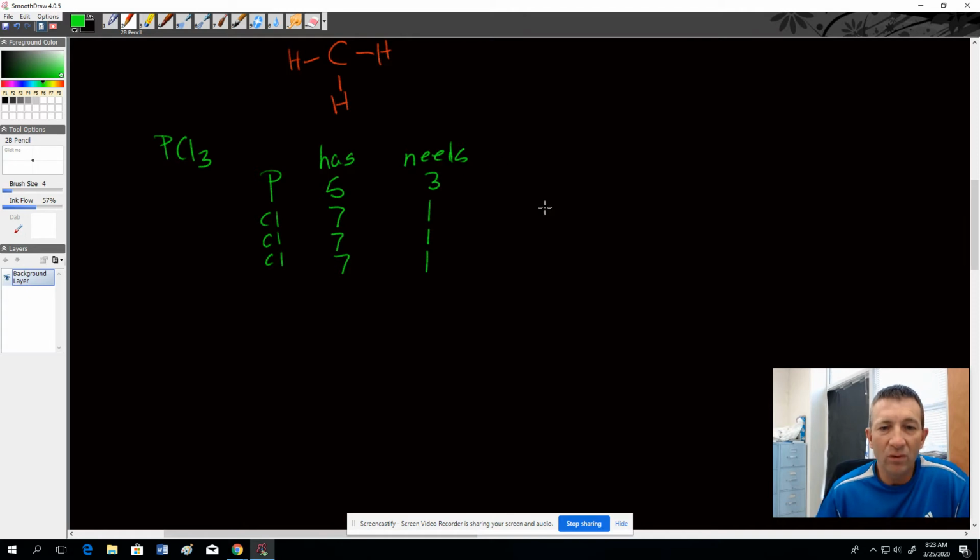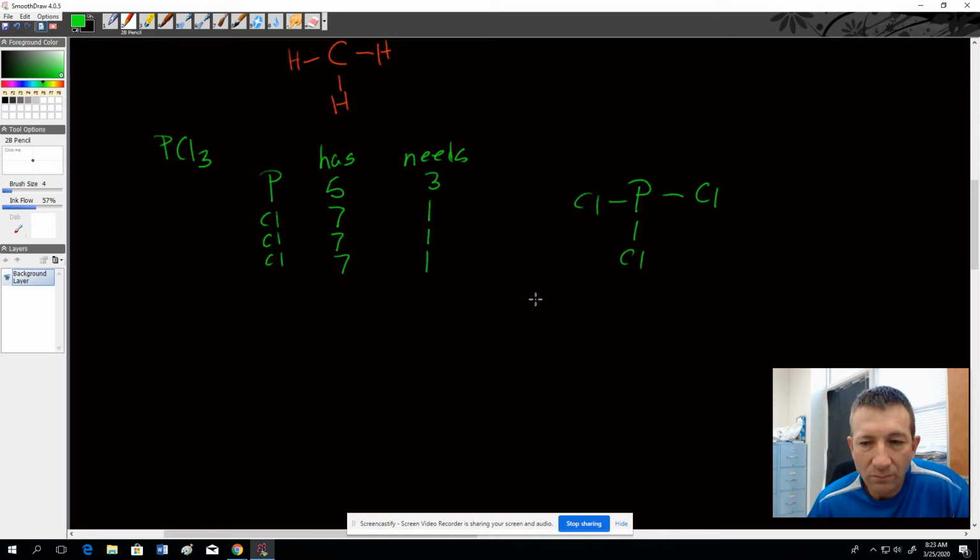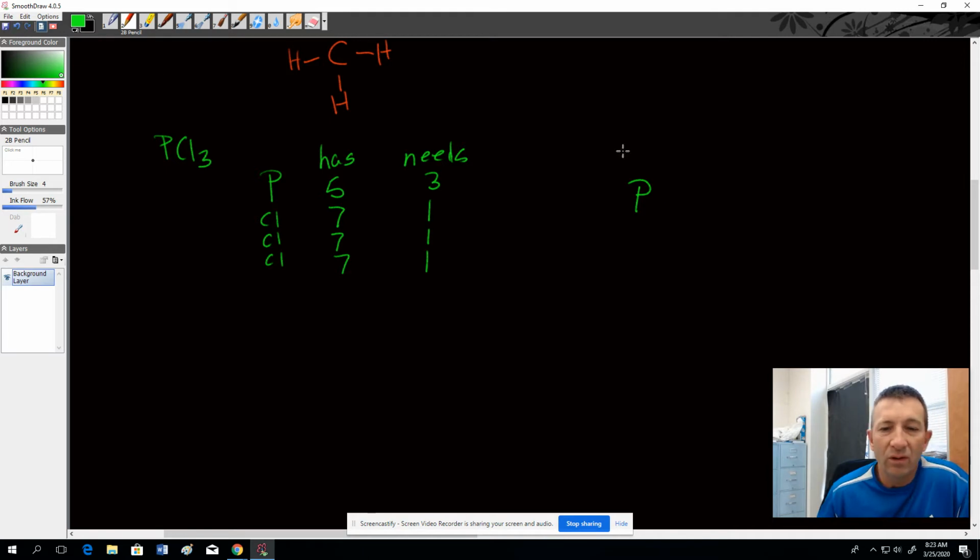So the one that needs the most is phosphorus. I'm going to start with phosphorus and attach chlorine to each side right there. Chlorine, chlorine, chlorine. You know what, let me back up and explain something else to you. What I usually do is start with phosphorus and draw its Lewis structure. So let's draw the Lewis structure for phosphorus.